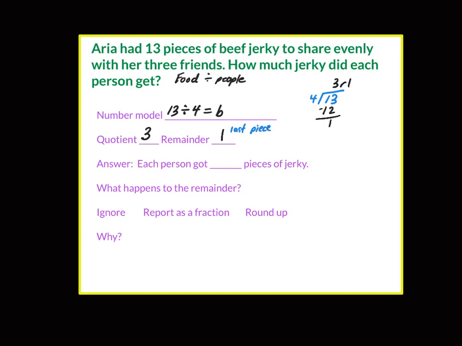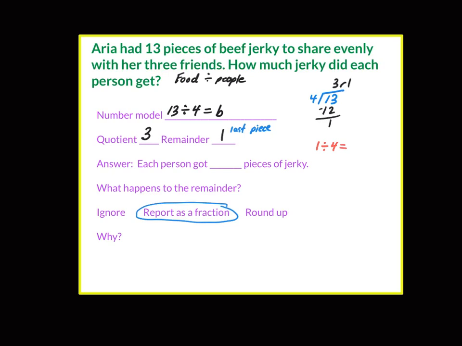Well, I know food is also very easy to share. With beef jerky, we could cut it, rip it, and we could easily give each person a fraction of a piece. So that comes down here to what happens to the remainder. We will be able to report it as a fraction. All right? And don't overthink this. Let's just do a second division problem, which would look a little like this. We have 1 piece of jerky being divided by 4 people.